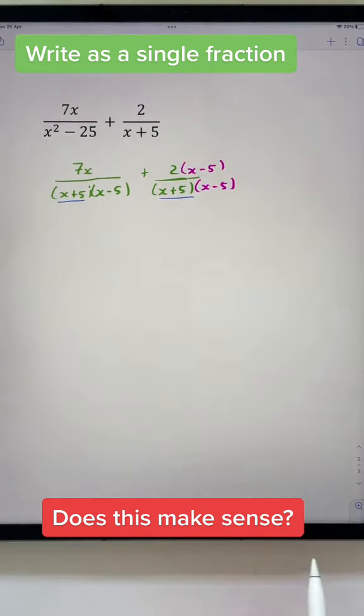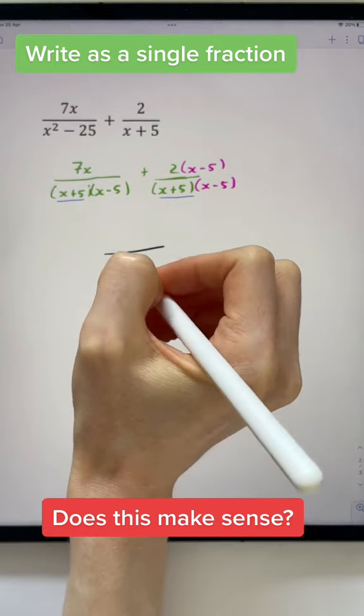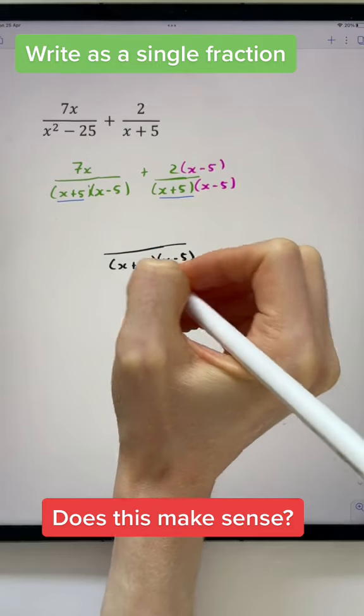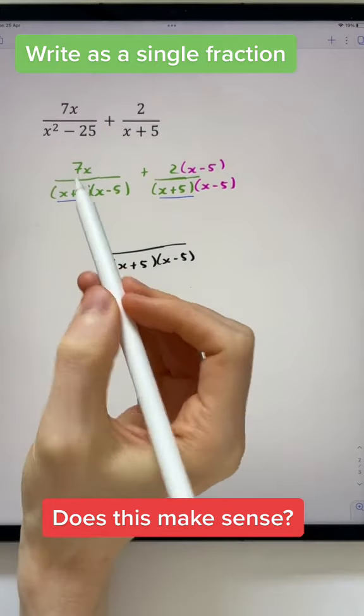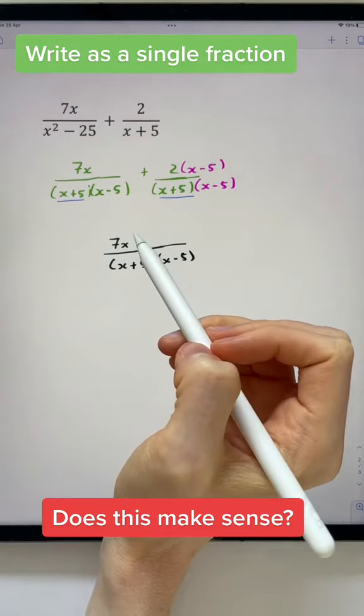Now that I've got a common denominator of x plus 5 times x minus 5, I can write that once. So I'm going to write on the denominator x plus 5, and in brackets multiplied by x minus 5. And I'm literally just going to expand out the single brackets on the top. So here I've got 7x in the first fraction. I'm going to leave that alone for a second. I'm going to expand the single bracket on the right.